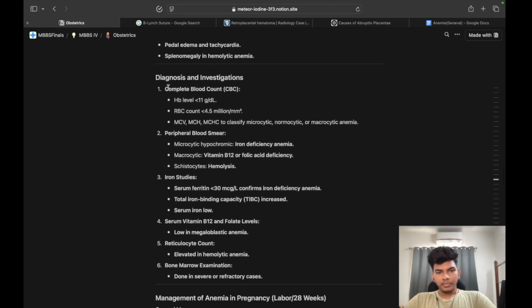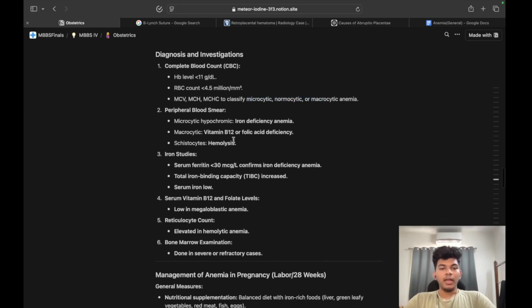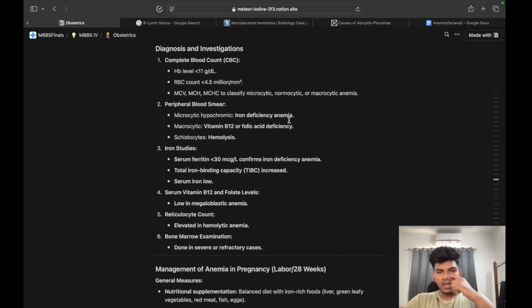Coming to diagnosis and investigations, we are not jumping into these directly. First we start with the CBC: hemoglobin less than 11, RBC less than 4.5 million per mm cube. Then there are different indices, MCV, MCH, MCHC, to classify types of anemias: microcytic, normocytic, macrocytic, and then the peripheral smear. Microcytic hypochromic in iron deficiency anemia, macrocytic in vitamin B12 or folate deficiency, and cystocytes in hemolysis. There are others too, but mostly in pregnant females we look at these things.